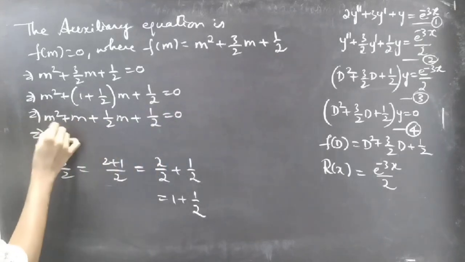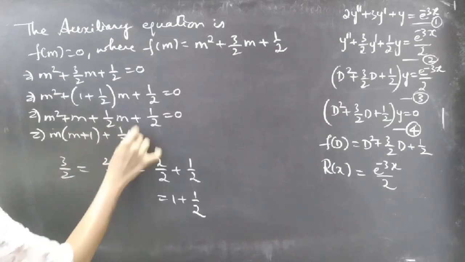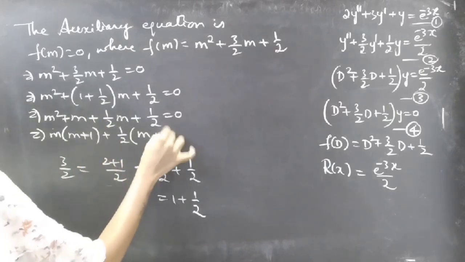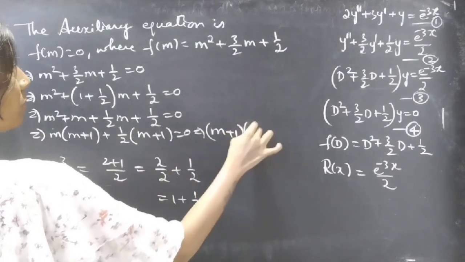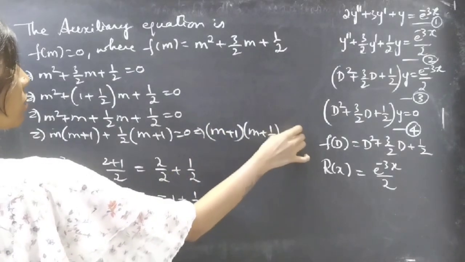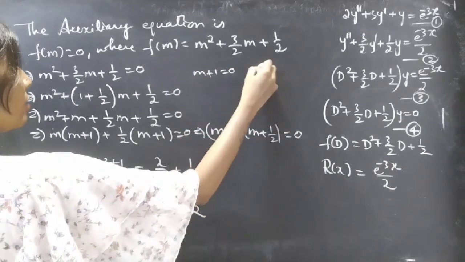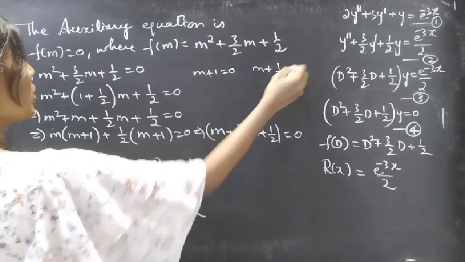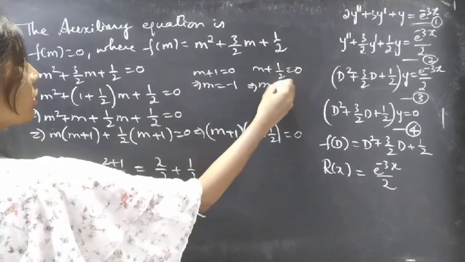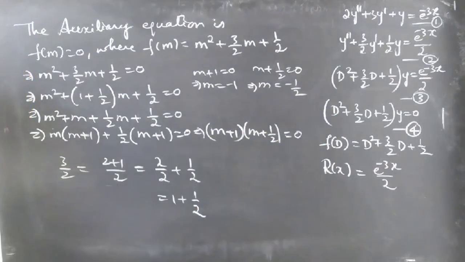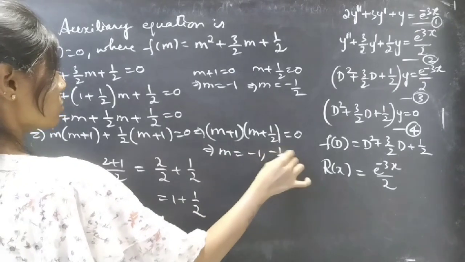Now take m common from the first two terms, we'll get m times m plus 1, and take 1 by 2 common from the next two terms, we'll get 1 by 2 times m plus 1 equals to 0. This gives us m plus 1 into m plus 1 by 2 equal to 0. Now equate each factor to 0. m plus 1 equals to 0 and m plus 1 by 2 equal to 0. From m plus 1 equals to 0, we'll get m equal to minus 1, and from m plus 1 by 2 equal to 0, we'll get m equal to minus 1 by 2. So the roots are m equal to minus 1 and minus 1 by 2.